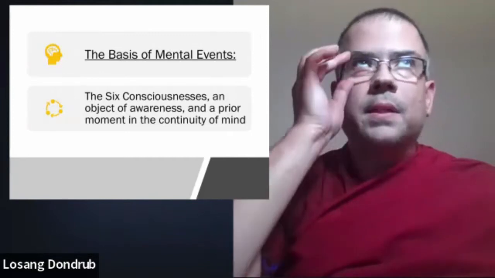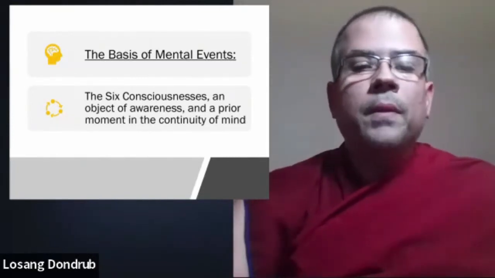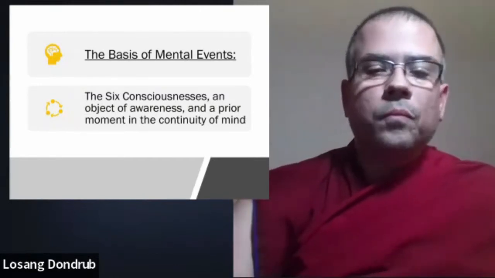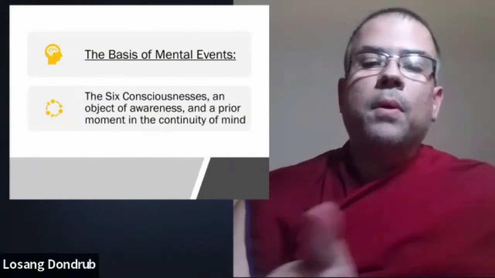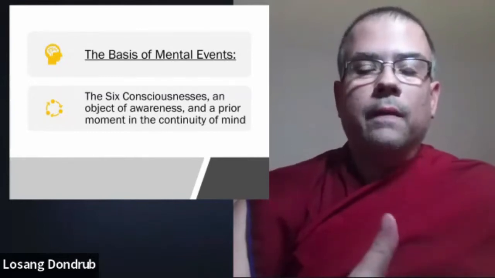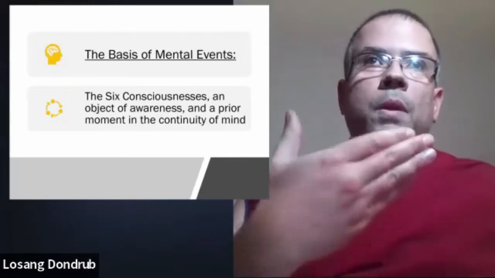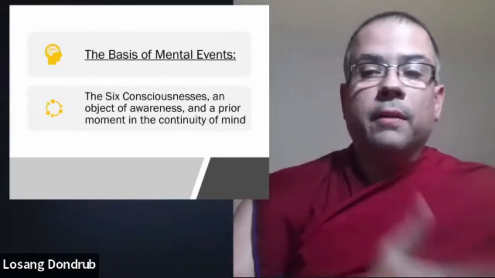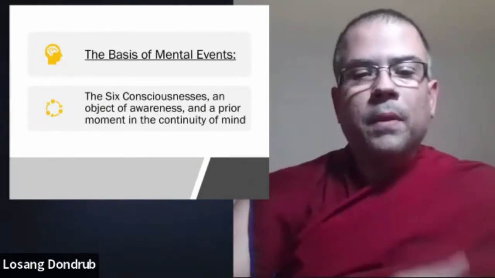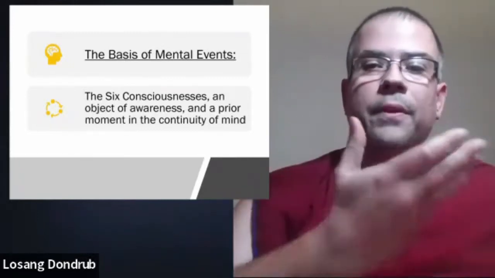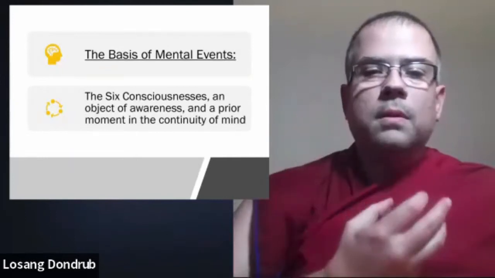So a mental event, in order to say that we are having a perceivable mental event, we need one of the six consciousnesses, and then an object that consciousness is apprehending, and a prior moment in the continuity of that mind or that consciousness. For example, if our eyes are closed and we're in a very dark environment, then there's no ability for the eye sense consciousness to be functioning. If we open our eyes and there's at least some light in the room, then we begin to have a continuity of that visual stimulation.